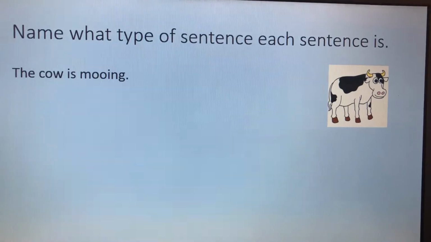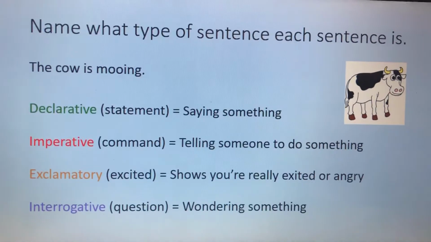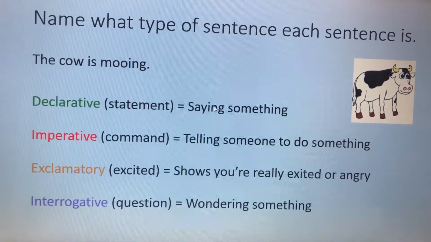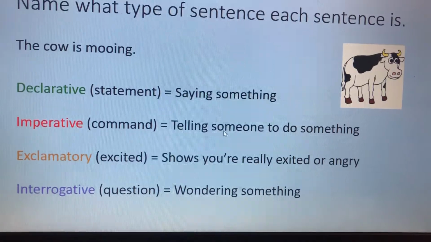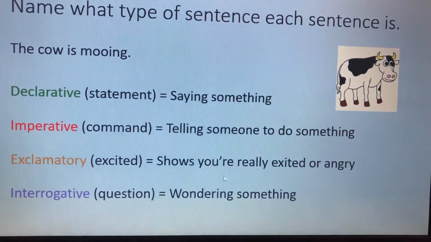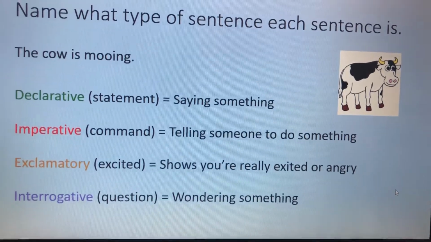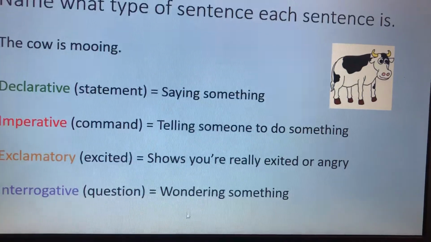Name what type of sentence this one is. The cow is mooing. Is it declarative? Are you just telling them something? Is it imperative? Are you telling them to do something? Is it exclamatory? Are you saying it in a really excited or angry way? Or is it a question?